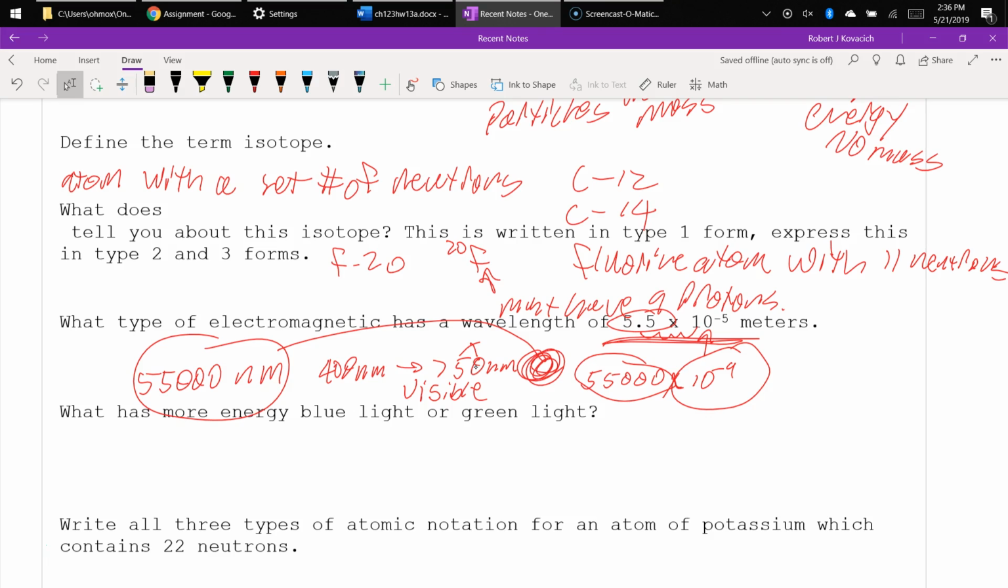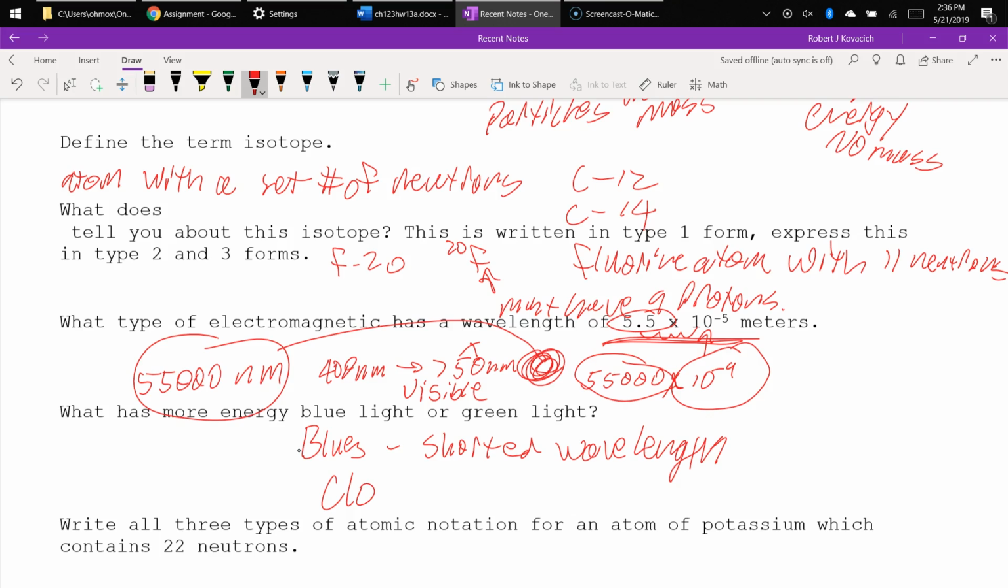Blue or green, who has more energy? How do you know blue does? It has a smaller wavelength. How do you know without knowing what the wavelength is? Okay. It's closer to violet than green is.